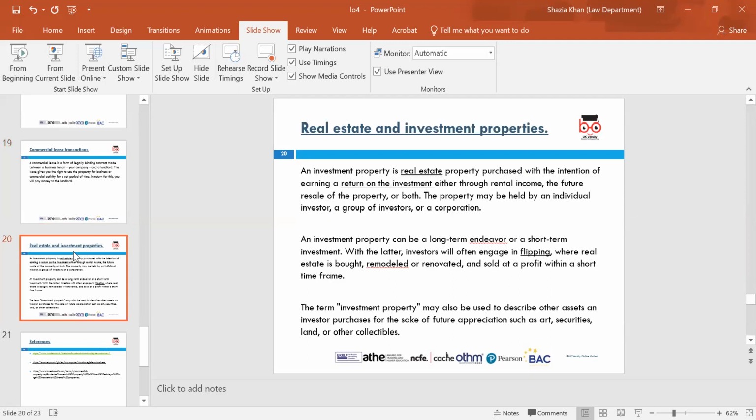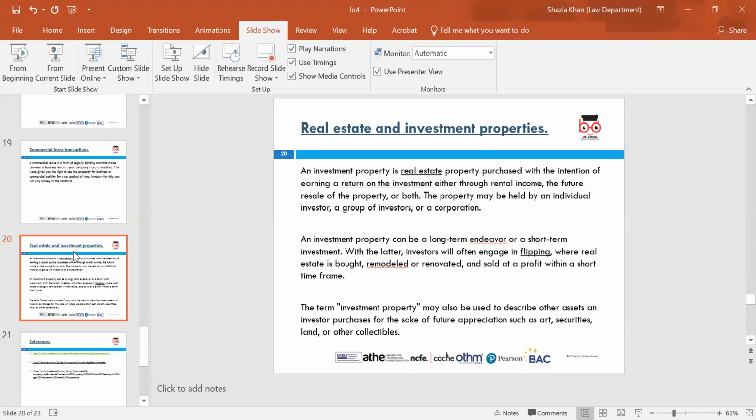So, real estate and investment properties. An investment property is a real estate property purchased with the intention of earning a return on the investment, either through rental income, the future resale of the property, or both. The property may be held by an individual investor, a group of investors, or a corporation. An investment property can be a long-term endeavor or a short-term investment.